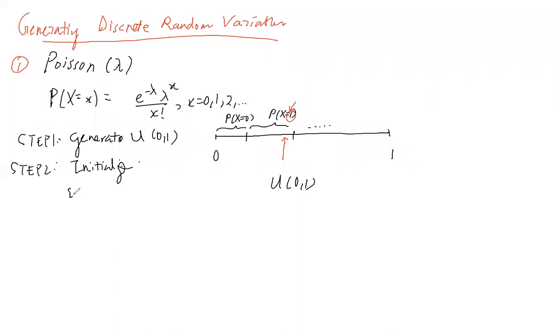Initialize the algorithm. So I equals 0. Your p, I'm going to denote this with a small p, is e to the power of minus lambda. And F is equal to p, right? This is your cumulative probability.